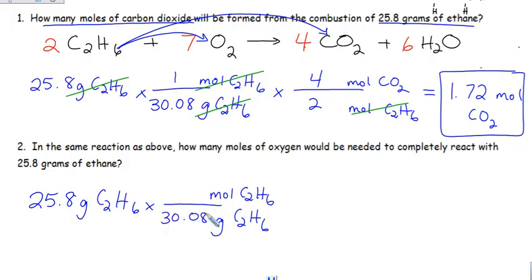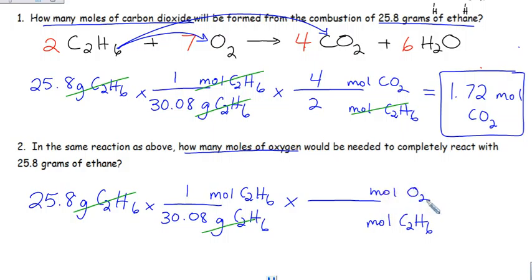30.08. The periodic table gives me the mass of 1 mole, the molar mass. Grams cancel. Now that I'm in moles, I can switch it to whatever I want. We'll cancel moles of ethane. We want moles of oxygen, so moles of oxygen on top. We plug in the ratio, 7:2.